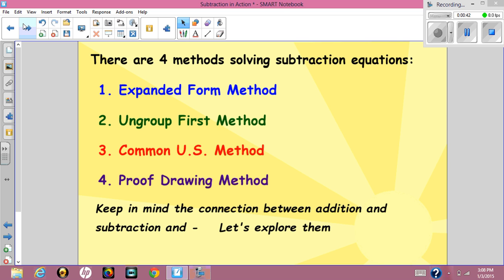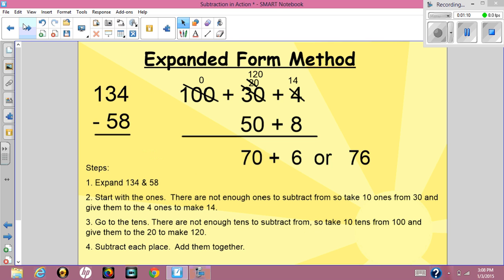There are 4 methods that we're going to be looking at for solving equations. These will look somewhat similar to you from our addition video. Expanded form method, the ungroup first method, common US method, and proof drawing method. Again, I want you to keep in mind the connection between addition and subtraction. And let's go ahead and get started.